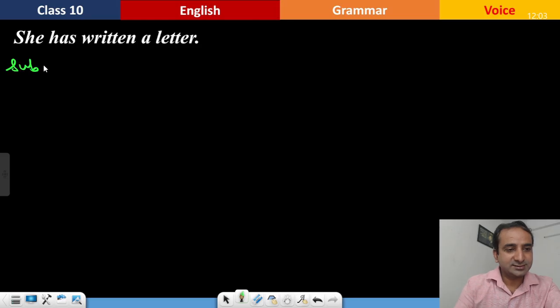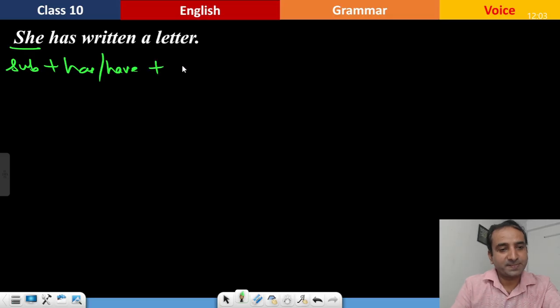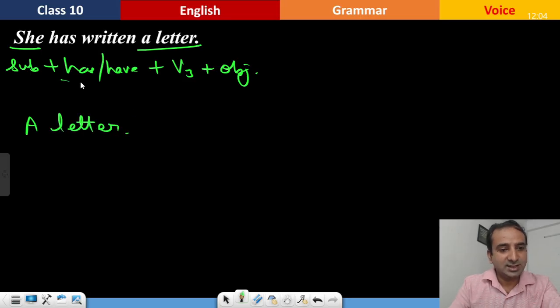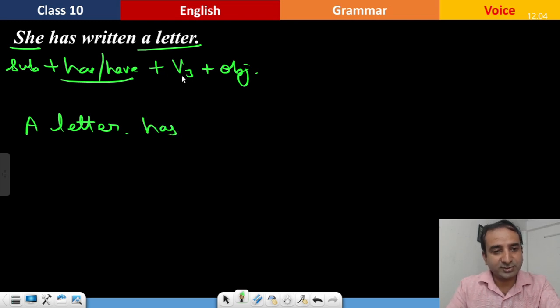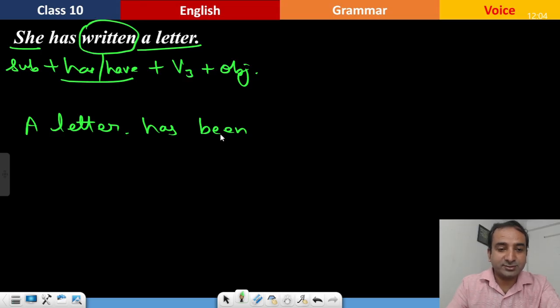Again, the subject. See, the rule is subject plus has or have, then third form of verb, and then object. Okay. So now, without changing the tense, we will transform this into passive voice. First of all, object in the subject, a letter, has or have. A letter is singular, so we will use has. Then third form of verb, but we will use be here in place of the main verb. Be, and third form of be is been. Okay, the third form of be is been, and then the main verb will be written in the third form just after this. So write is already in third form, so we will just copy.